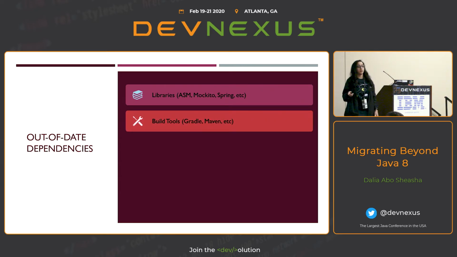Build tools. Who's using Gradle? All right. Who's using Maven? Okay. So you have to update those two build tools because now you need the Java 11 plus compatible version of it.